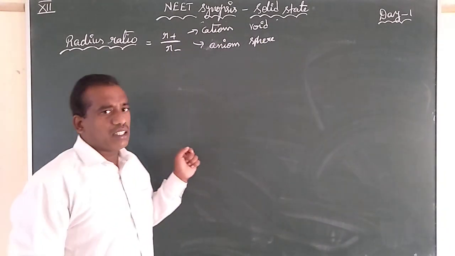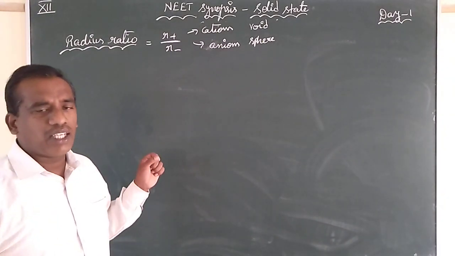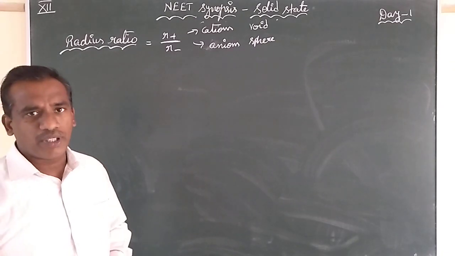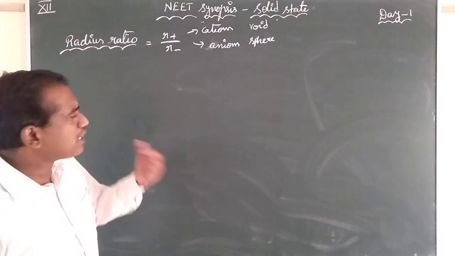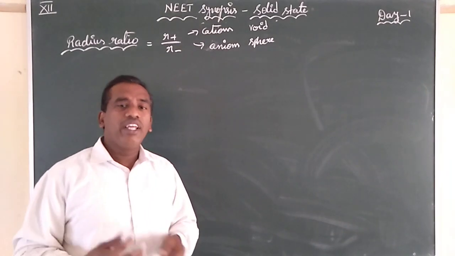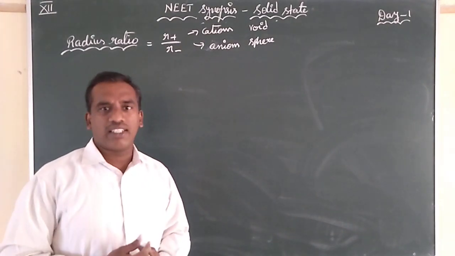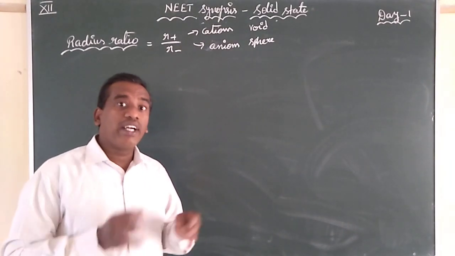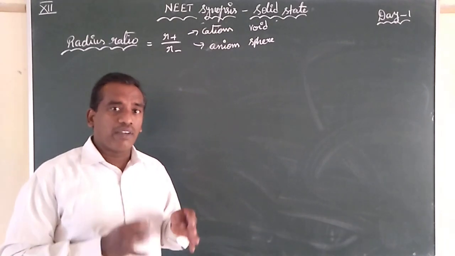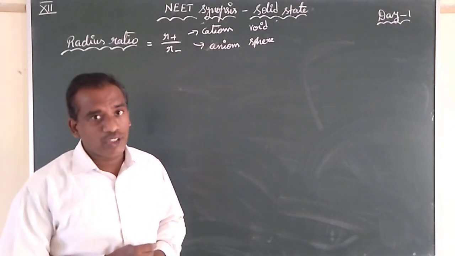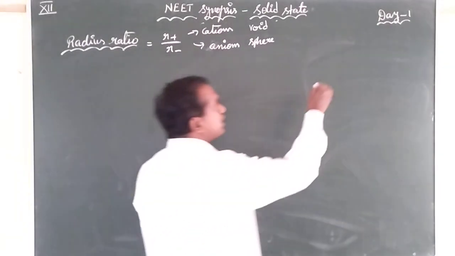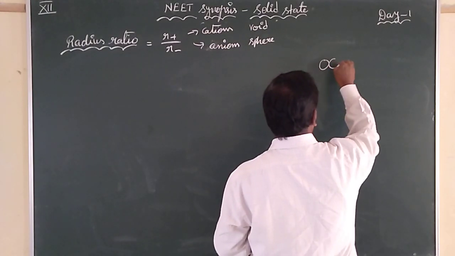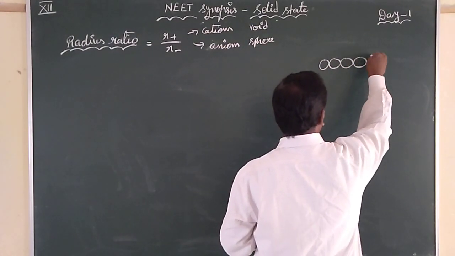In this area there are some objective questions being asked, but there are some already calculated radius ratio values given for us based upon the coordination number of the given compound. What is meant by the coordination number?